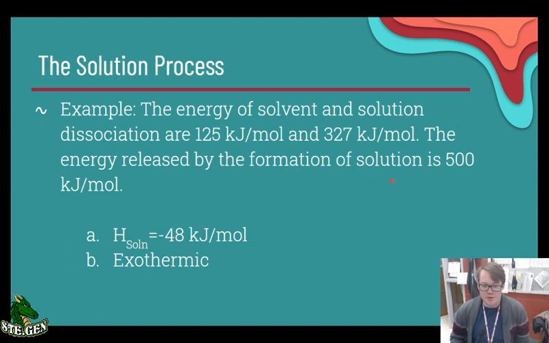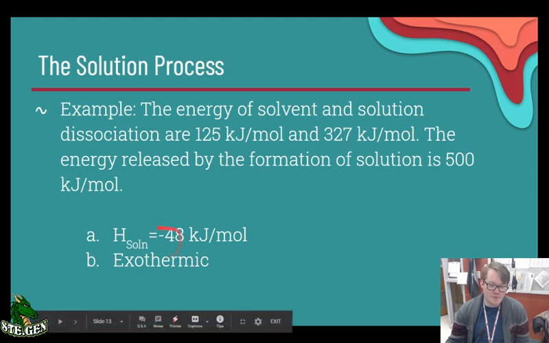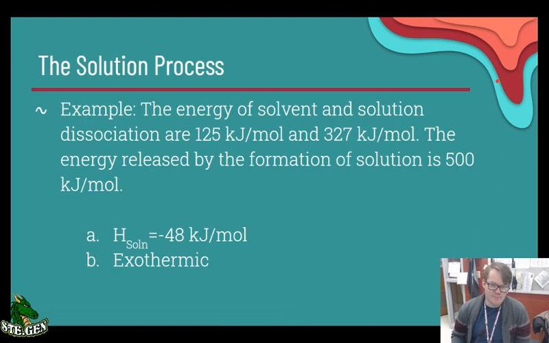I didn't want to have to do a whole video of just me writing out this example. But 125 plus 327 minus 500 gives you negative 48. A negative number here, negative heat of solution, tells you it's exothermic. There's extra 48 kilojoules that aren't being used for anything in the reaction, so it's going to go out and it's going to come off in the form of heat.